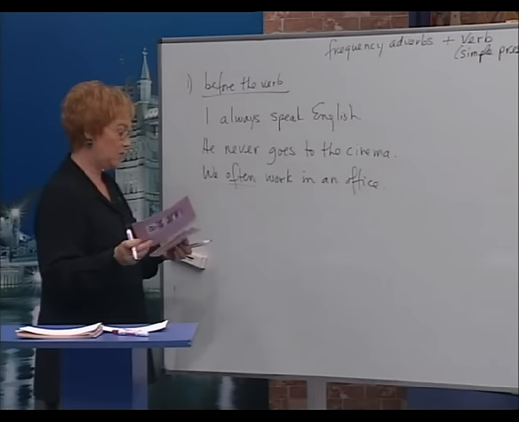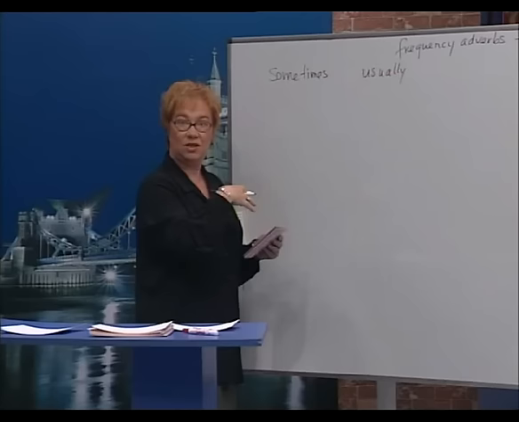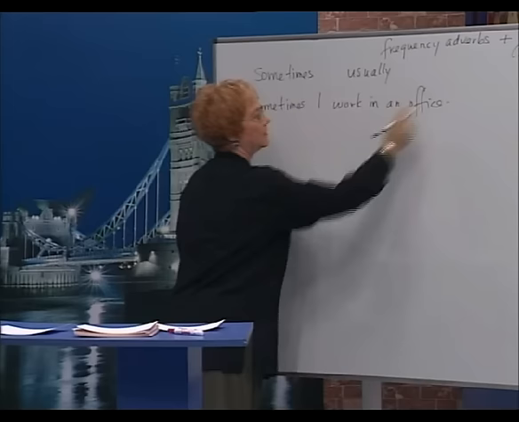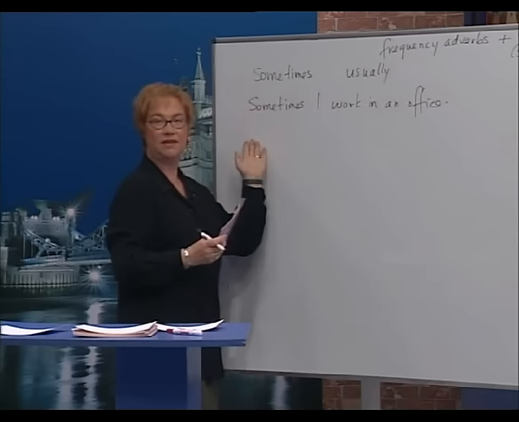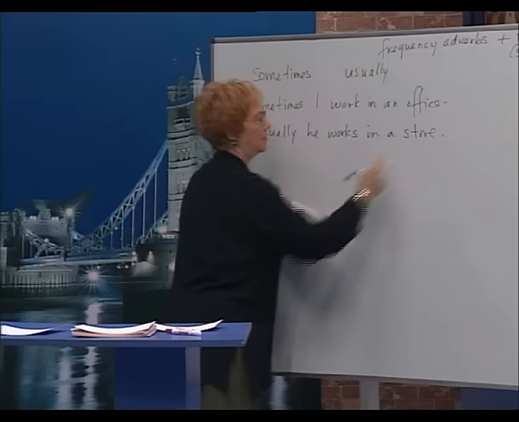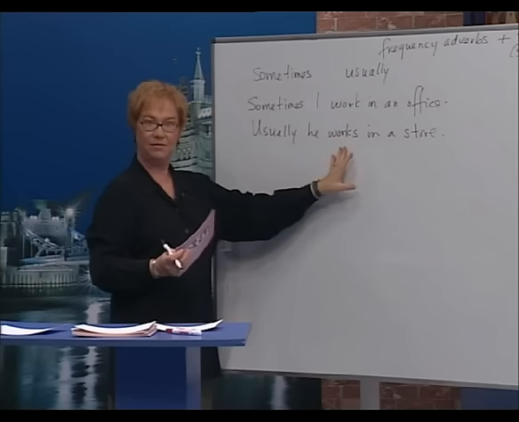The second one is with be verbs. All right, now, sometimes and usually are a little bit special. They can go also at the beginning of a sentence. Sometimes I work in an office. Okay, so here it is, and here is the verb. Also, usually he works in a store. So sometimes and usually can go at the beginning. Here is the verb, and here for these two is the frequency adverb.